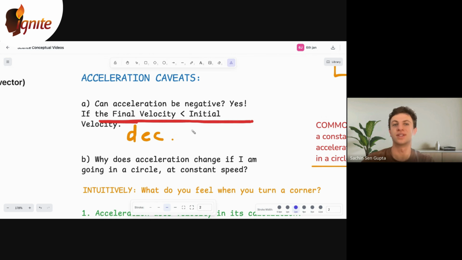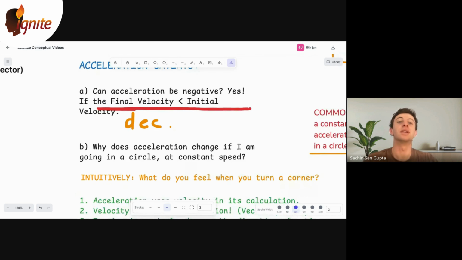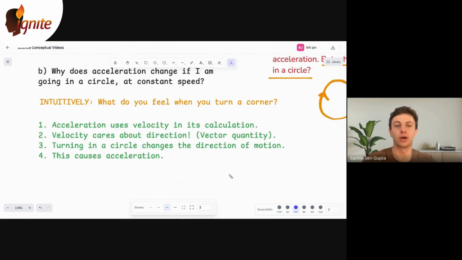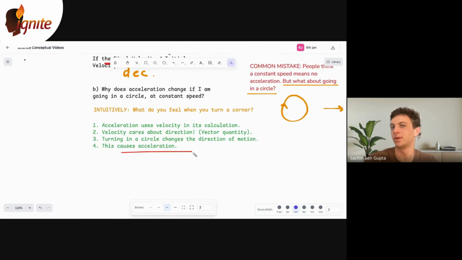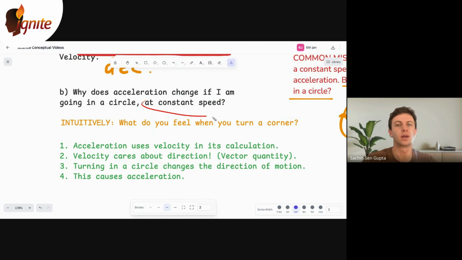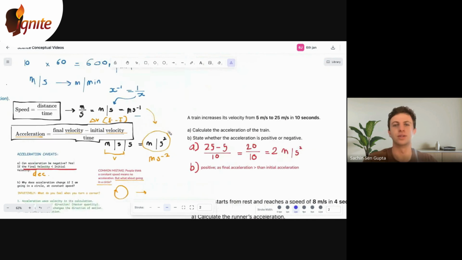And because velocity and acceleration are vector quantities that care about direction, it's going to actually change acceleration. So acceleration uses velocity in its calculation. Velocity cares about direction, therefore acceleration cares about direction. Turning in a circle changes the direction of motion, which causes acceleration, which is very interesting. So you can actually have acceleration even if you're at a constant speed, but you must have a changing direction, right? Cool. Those are the couple of caveats where students might get a bit confused.